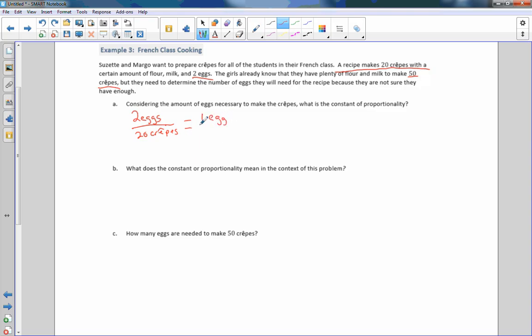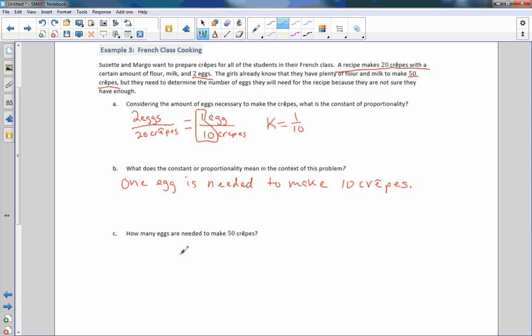One egg, 10 crepes. The constant of proportionality then is right here. K equals 1/10. What does the constant of proportionality mean in the context of this problem? One egg is needed to make 10 crepes.